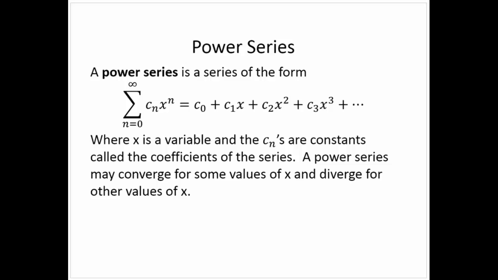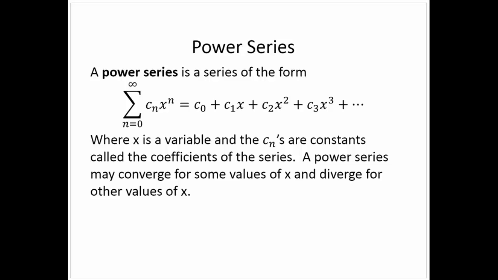So first, a definition. A power series is a series of the form sigma n equals 0 to infinity of c sub n x to the n. And so that would be equal to c sub 0 plus c sub 1 times x plus c sub 2 x squared plus c sub 3 x cubed plus etc. Now notice that this is really a polynomial. All right, it's an infinite polynomial. It has an infinite number of terms, but it's really just a polynomial.